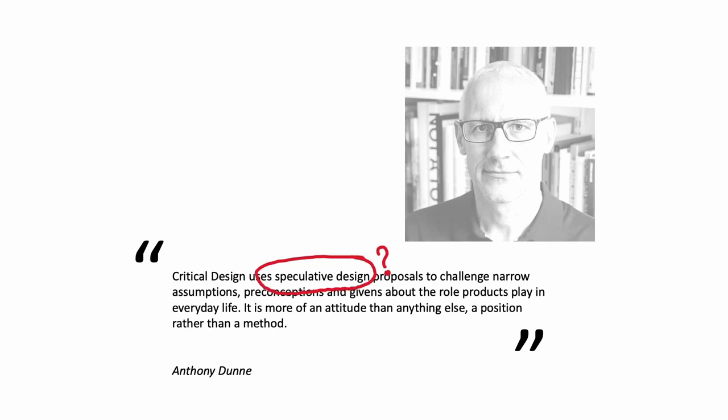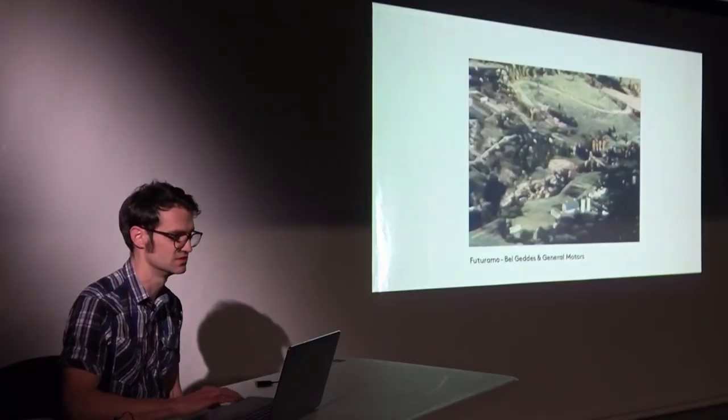But what is this speculative aspect? I suppose critical design was perhaps trying to take back a little bit of the control or agency that designers probably never really had anyway, when you look at the examples from history of speculations and the kind of success of these.